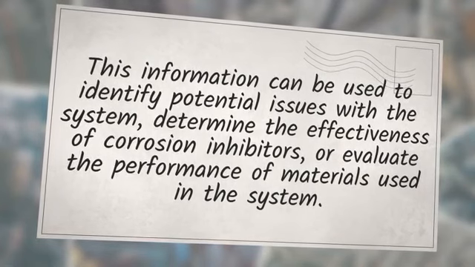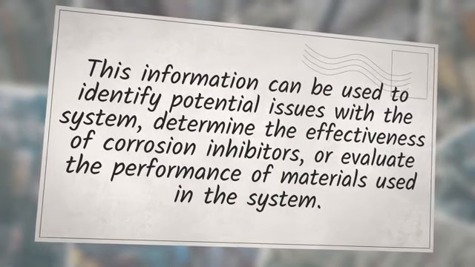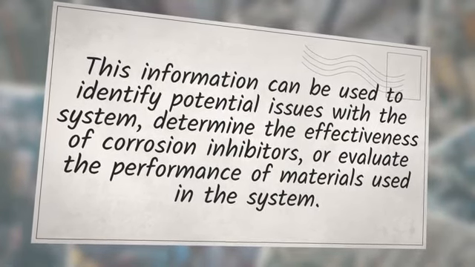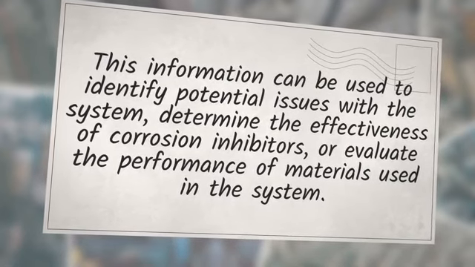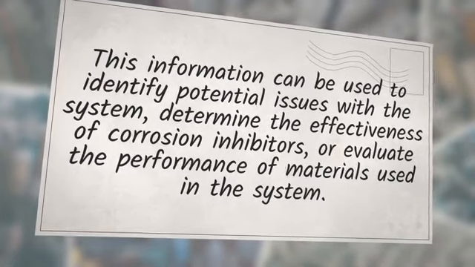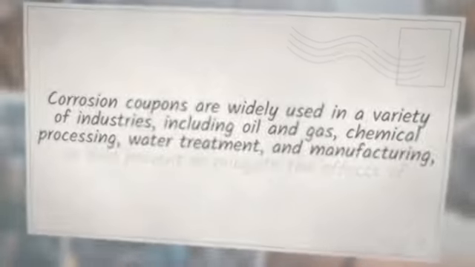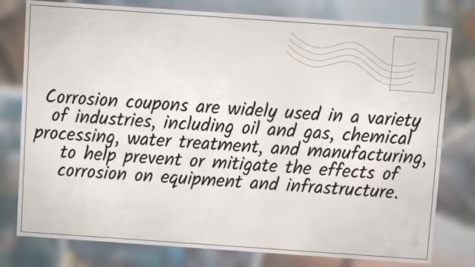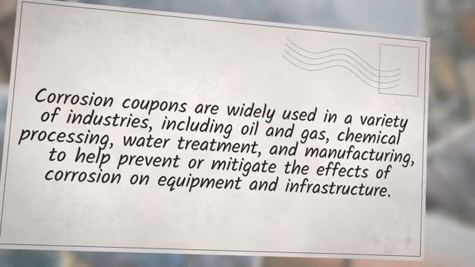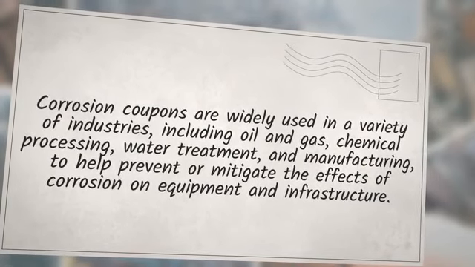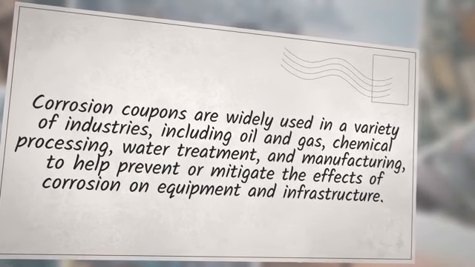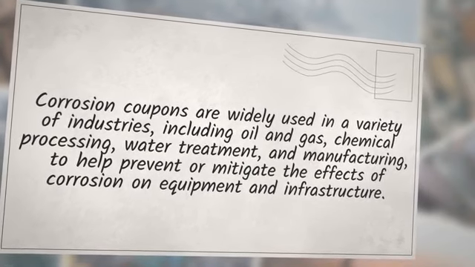This information can be used to identify potential issues with the system, determine the effectiveness of corrosion inhibitors, or evaluate the performance of materials used in the system. Corrosion coupons are widely used in a variety of industries, including oil and gas, chemical processing, water treatment, and manufacturing, to help prevent or mitigate the effects of corrosion on equipment and infrastructure.